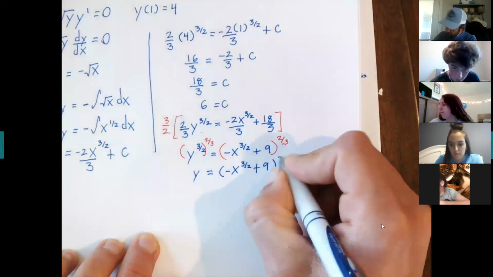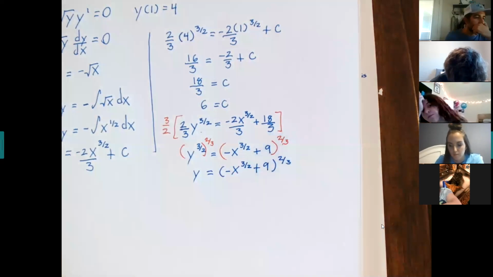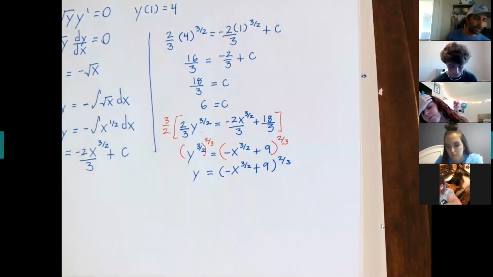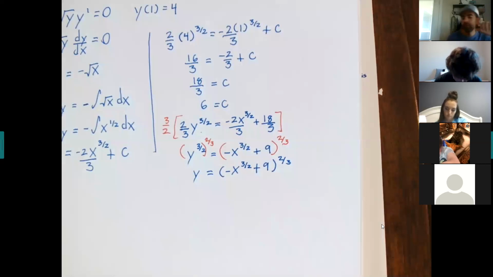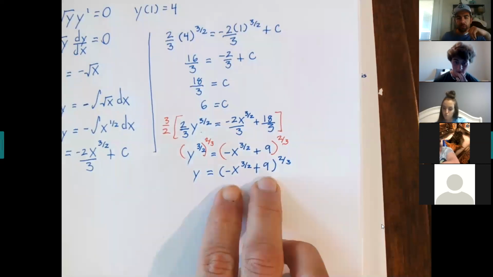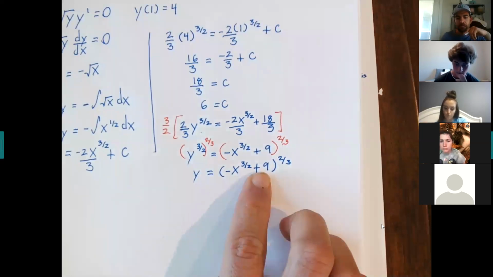I can't remember if there's a key on the bottom of this or not. Hopefully there is. There is. How the heck do they get? Oh, okay. On the key, they just wrote this backwards. They wrote the 9 first, and they wrote the minus x to the 3/2.